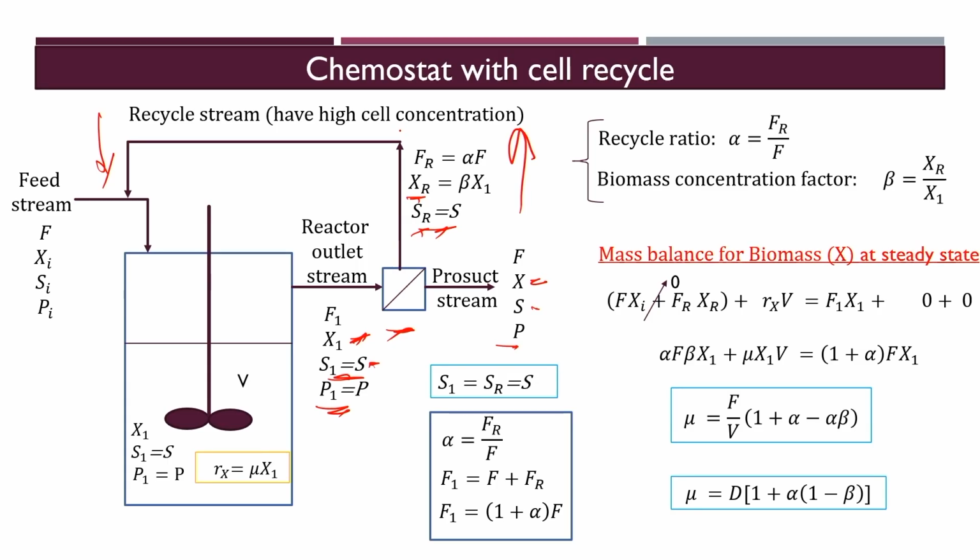Now, there are two important terms you need to remember: the recycle ratio alpha, which is defined as FR, the flow rate of the recycle stream, divided by F, the flow rate of the feed. Second, the biomass concentration factor beta, defined as XR, the biomass concentration in the recycle stream, divided by X1, the biomass concentration going out of the bioreactor.